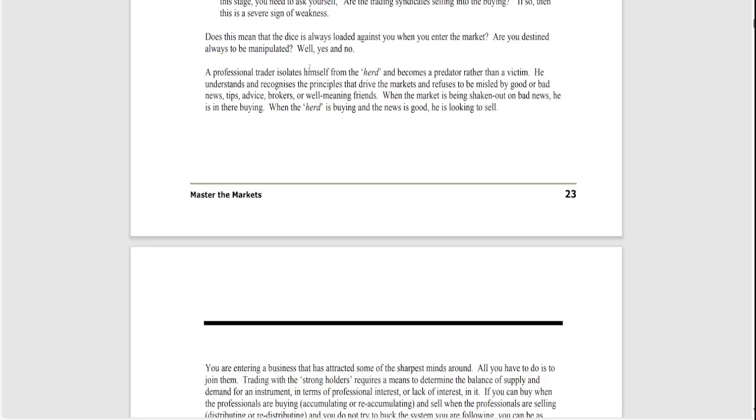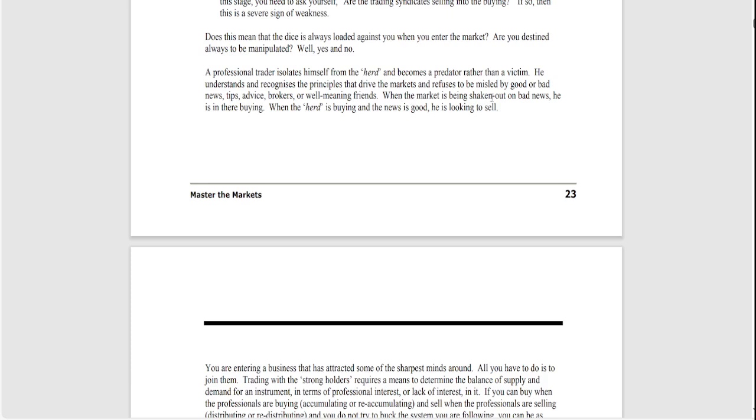A professional trader isolates himself from the herd and becomes a predator rather than the victim. He understands and recognizes the principles that drive the market, and refuses to be misled by good or bad news. Players know what's going on in the market and don't get misled by good or bad news. That's why the market mostly goes against the news. When there's good news, the market goes down. When there is bad news, the market goes up.